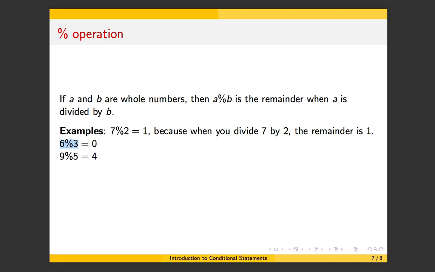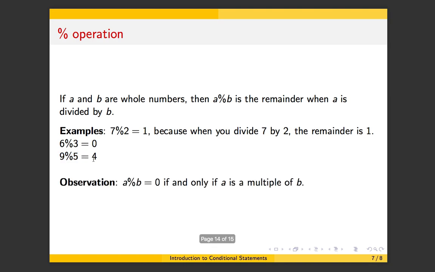If you divide 6 by 3, you get 2 with a remainder of 0. So the percentage just picks off that 0. When you divide 9 by 5, you get 1, because 5 only goes into 9 once, with a remainder of 4. So the percentage symbol picks off that 4.